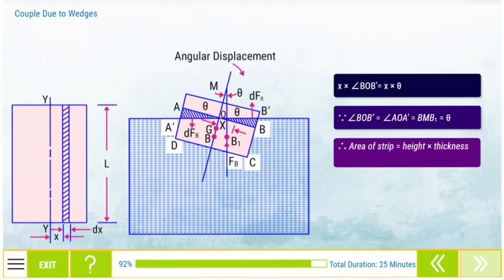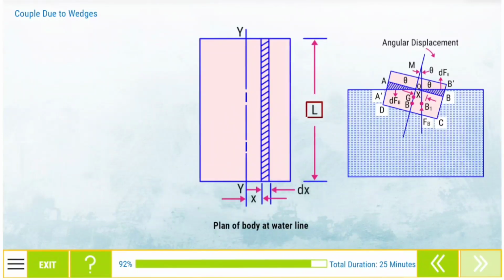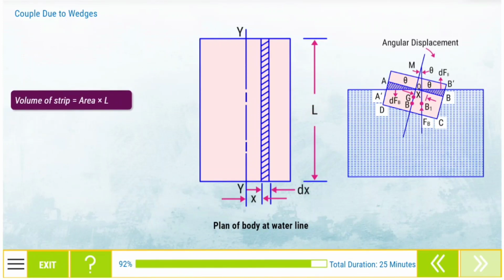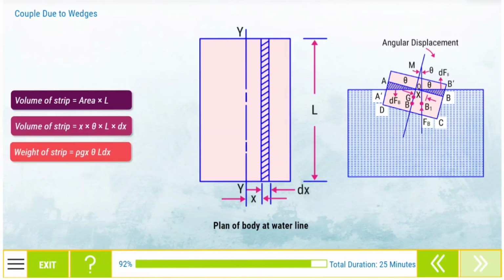Therefore, the area of the strip is equal to height into thickness, which is equal to x into theta into dx. If L is the length of the floating body, then the volume of the strip is equal to area into L, which is equal to x into theta into L into dx. Therefore, the weight of the strip is equal to rho into g into volume, which is equal to rho into g into x into theta into L into dx.